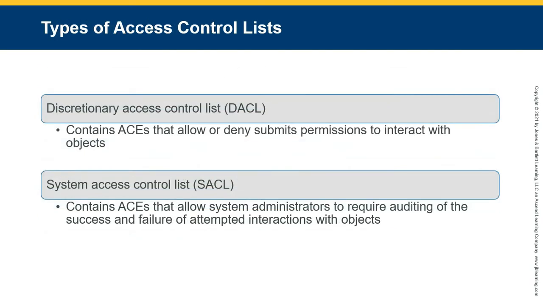Types of access control list. Discretionary access control lists contain ACEs that allow or deny subjects permissions to interact with an object. System access control lists, SACLs, contain ACEs that allow system administrators to require auditing of the success and failure of attempts of interaction with objects.